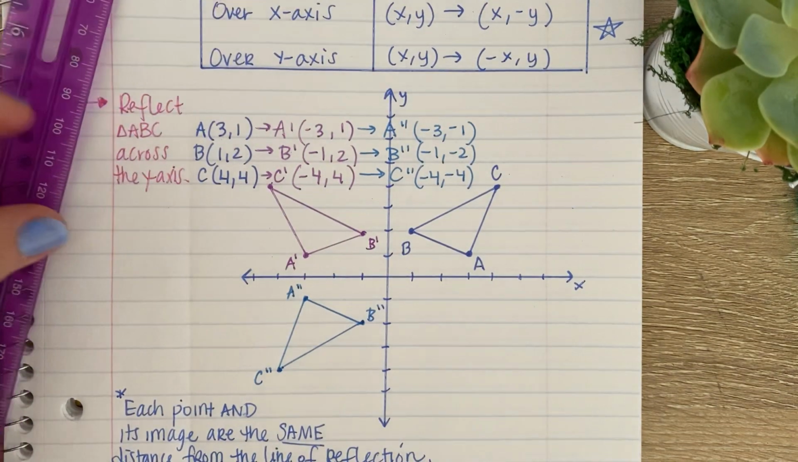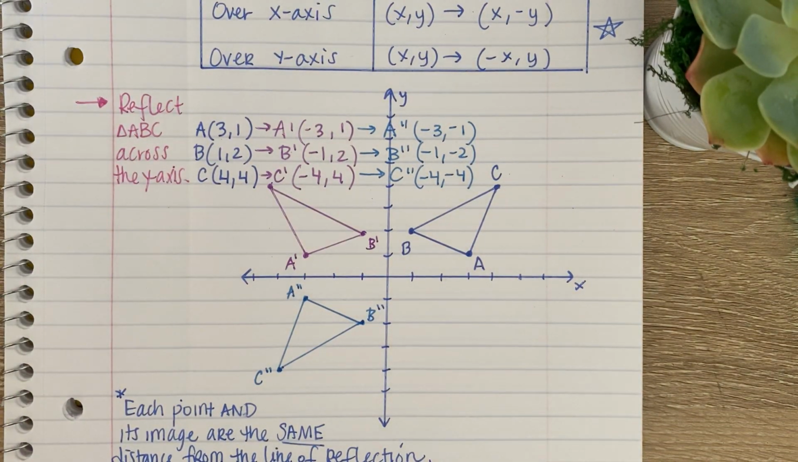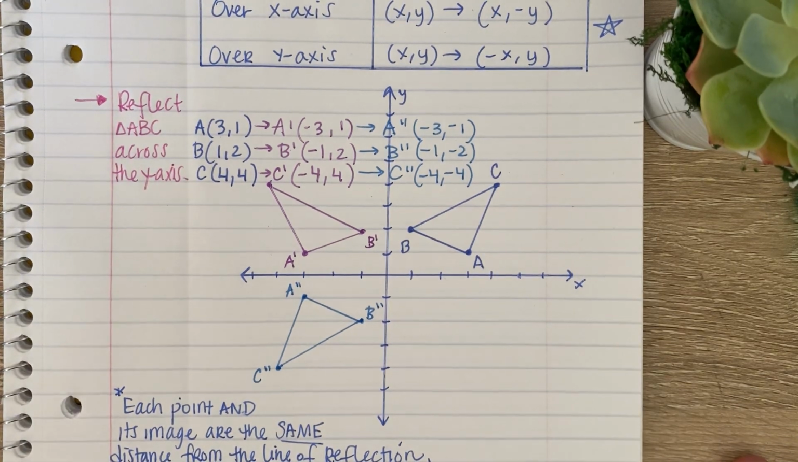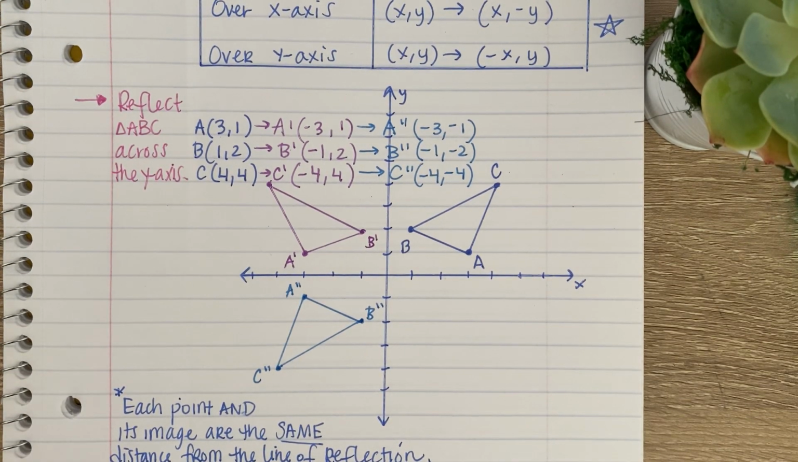And again, if you notice, that is a reflection across the x-axis. So if it's easier for you to count your units, you can really only do that when you're reflecting across the x and the y-axis. But you can go ahead and do that. It is definitely better if you use the rule to find your reflected image.